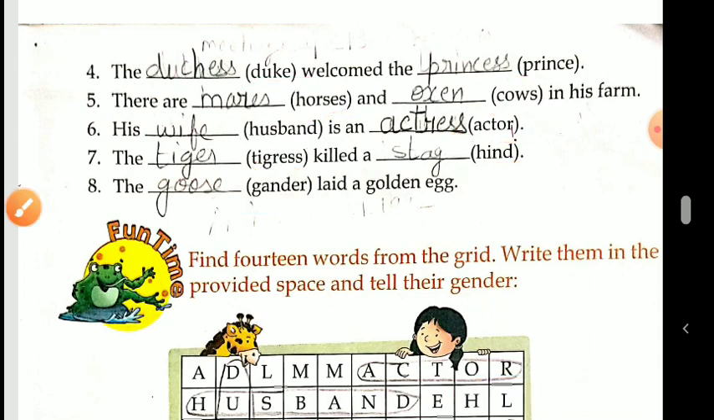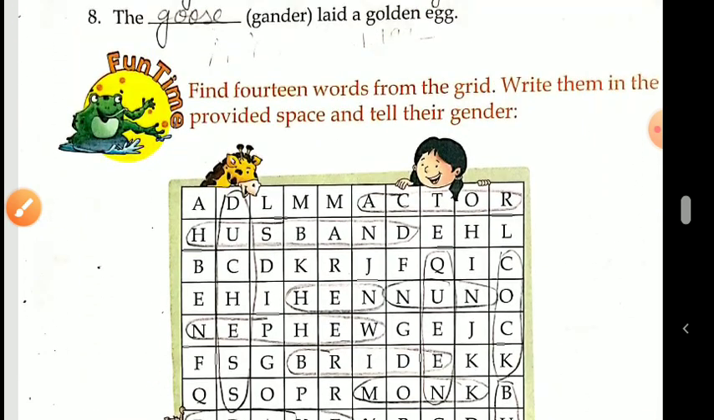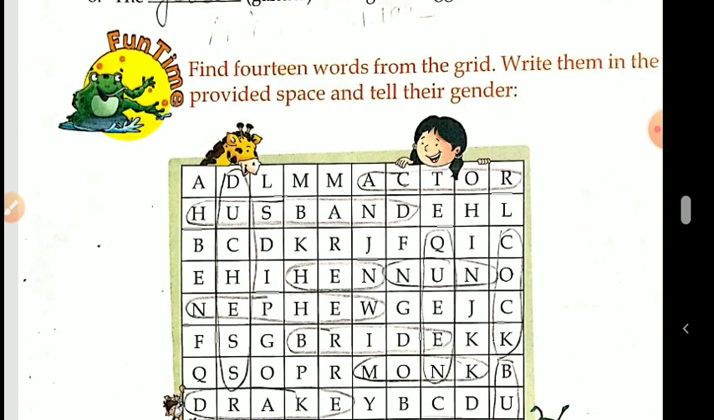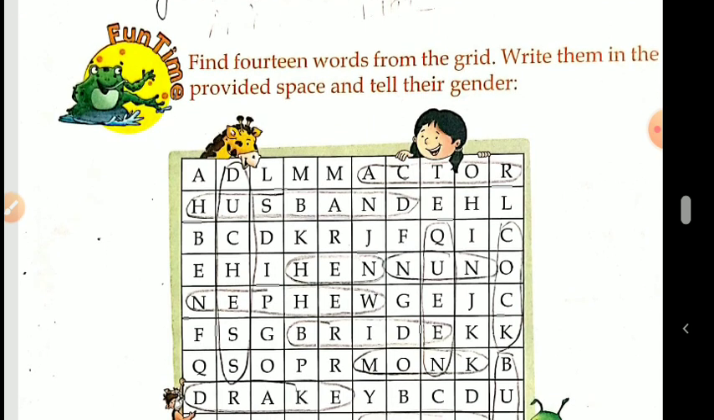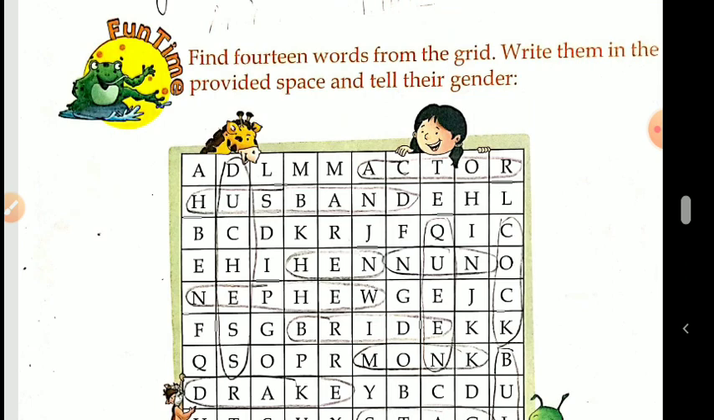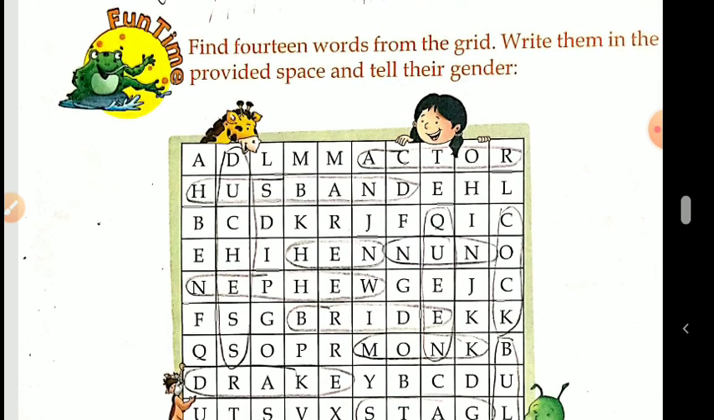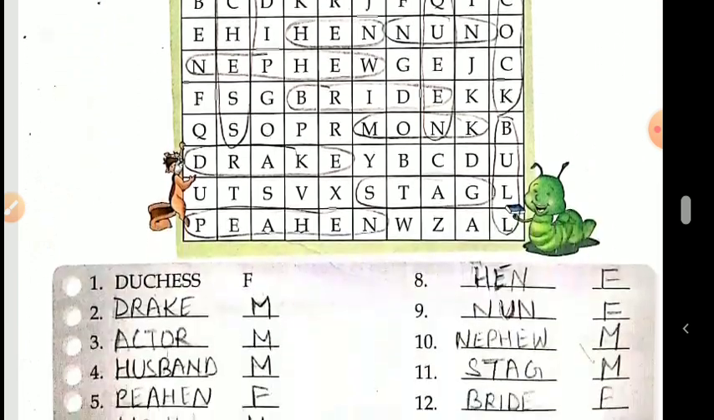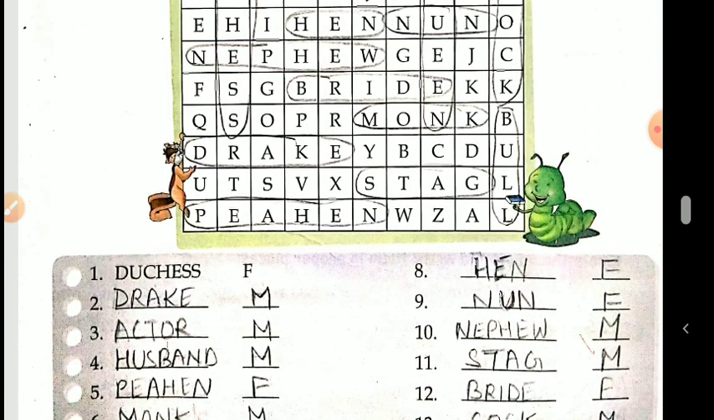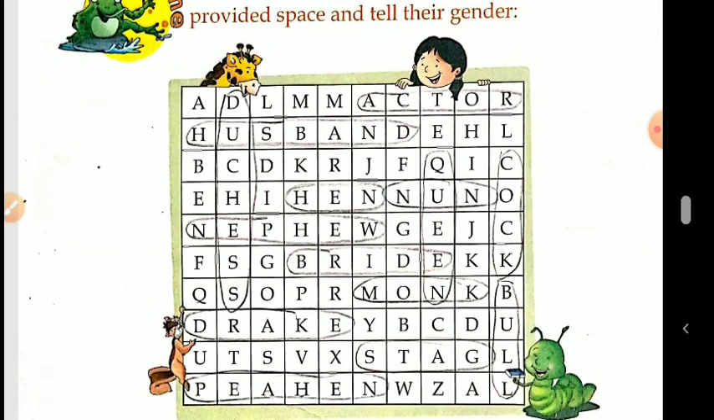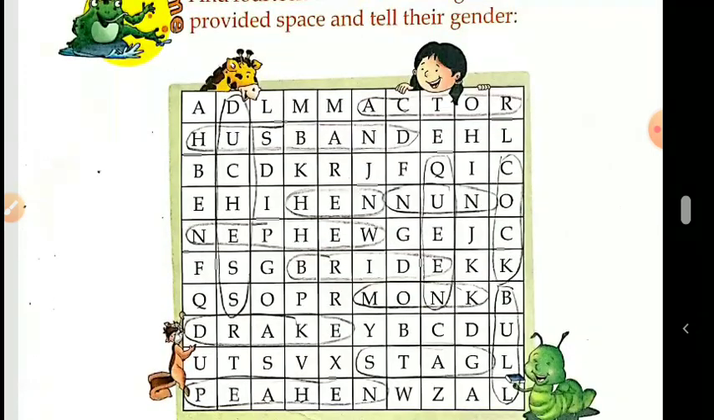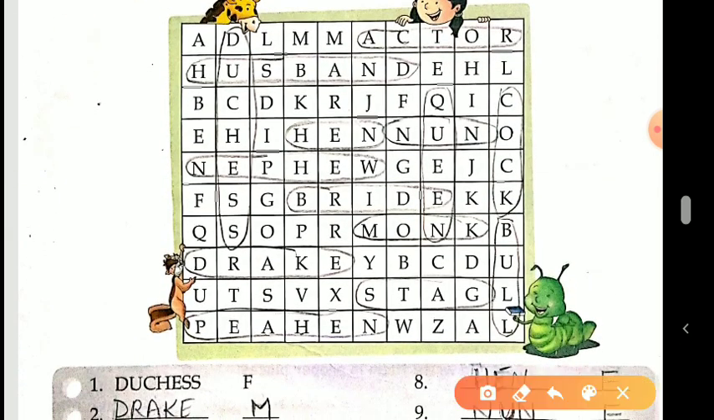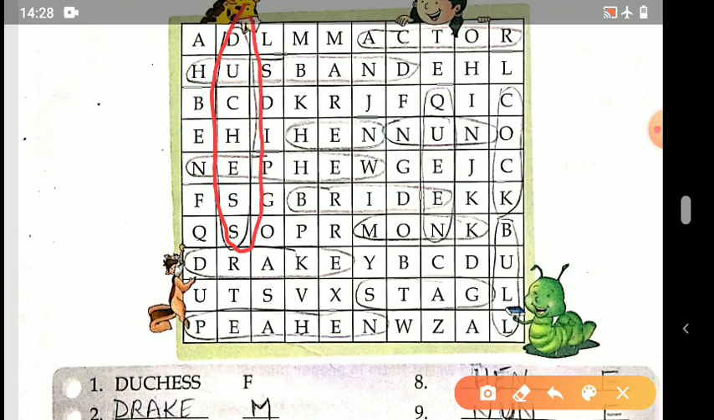Now, students, from this grid, you need to find 14 words and write the words in the space given below, and then you need to write F for feminine gender and M for masculine gender. Now students, Duchess, you can see it is given over here. Can you see Duchess over here? The word Duchess is there. So Duchess stands for feminine gender. You have to write F.